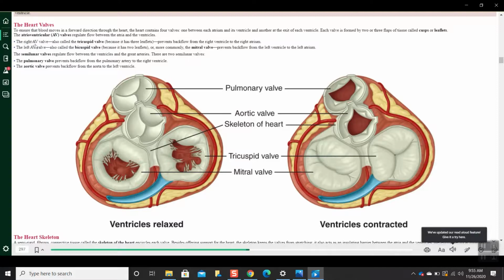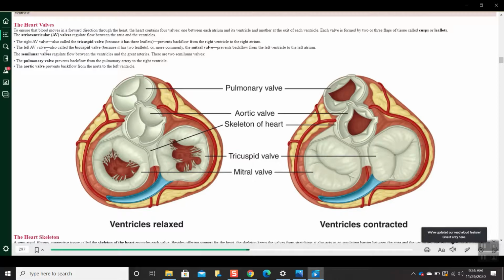The right AV valve, or atrioventricular valve, is called the tricuspid. That prevents backflow from the right ventricle to the right atrium. The way I like to remember it is that the valve that connects the right atrium and the right ventricle is the tricuspid valve. So the blood goes from the right atrium to the right ventricle through the tricuspid valve.